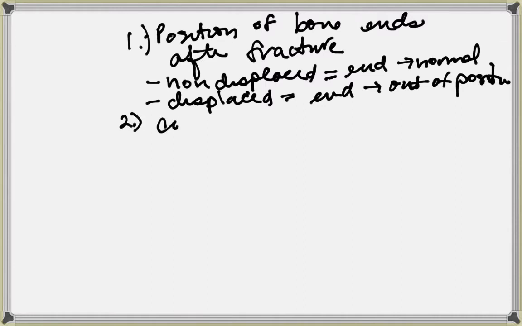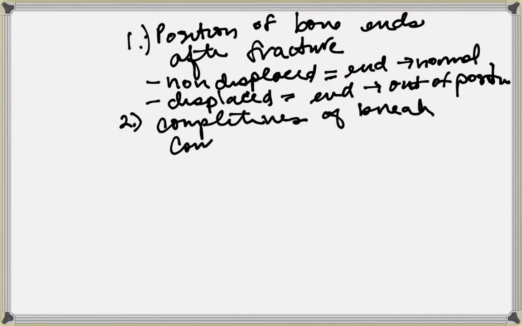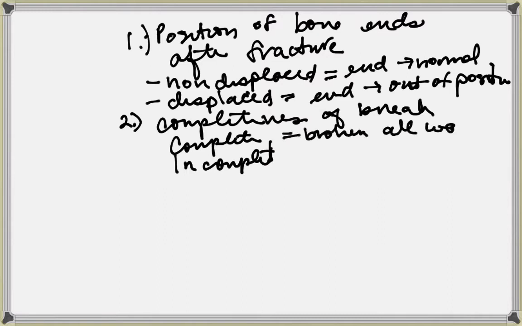The next is the completeness of the break. So there is what's known as a complete and an incomplete. Complete means it's broken all the way, and incomplete would be that it's not broken all the way. A complete break is something that goes all the way through the bone, where an incomplete break means that it's not broken all the way through.